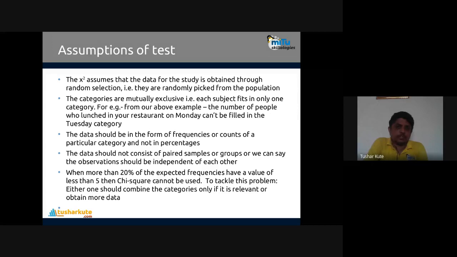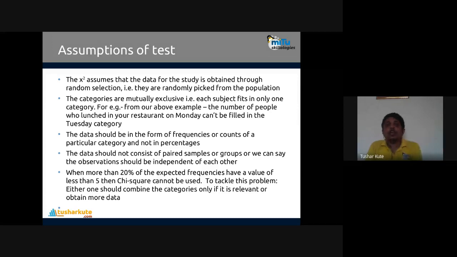There are some assumptions that we apply to the test here. Assumptions are very important to note. The chi-square test is written as x square, since the name is chi-square, that's why it is x square. First, it assumes that the data for the study is obtained through random selection. They are randomly picked from the population, not sequentially. Why not sequentially? Because maybe the data that you are using is sorted. Sorted data is not considered in any of the statistical methods. Random data access and generation should be done.